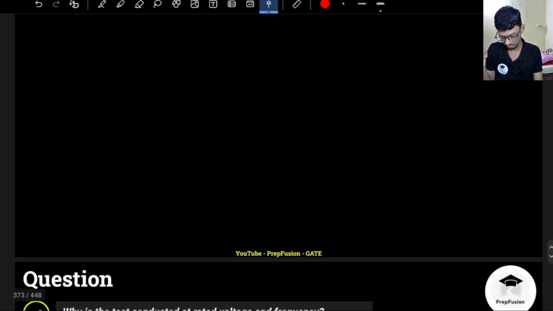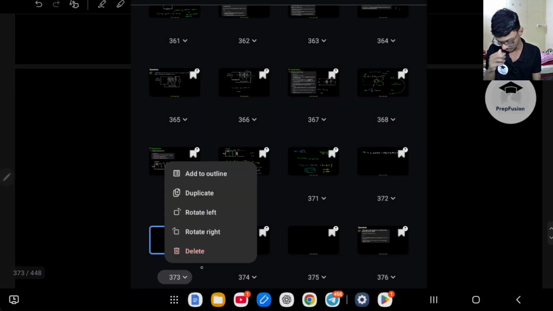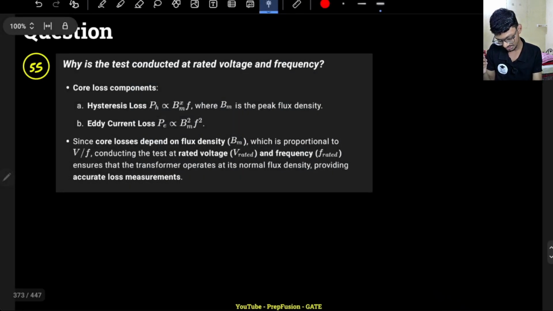Now a few interview questions. This is the first interview question: why is the test conducted at rated voltage and frequency? I already discussed that hysteresis loss is proportional to flux raised to power x, and the eddy current loss is proportional to Bm square f square. So if f is not rated and if Bm is not at its optimal value, then obviously the losses will also not be at their optimal value. I want to calculate the losses at their rating, so of course the voltage and frequency both should be rated.